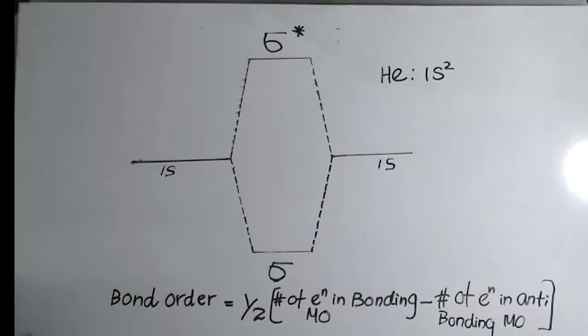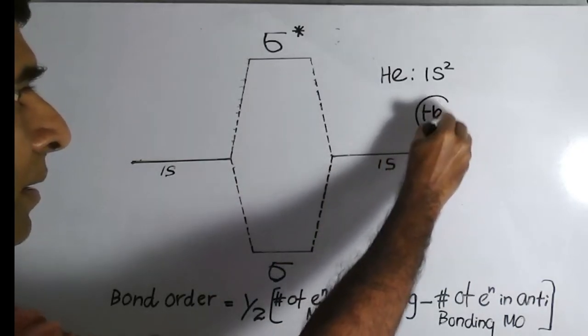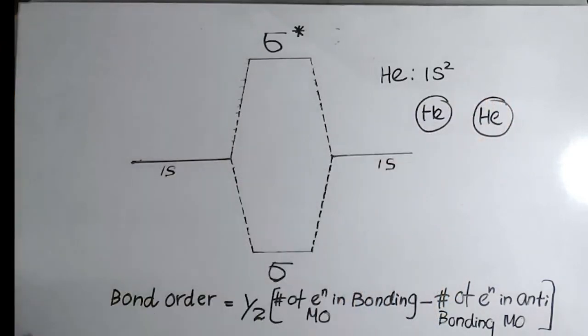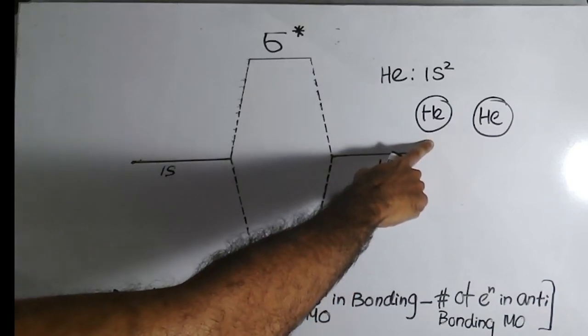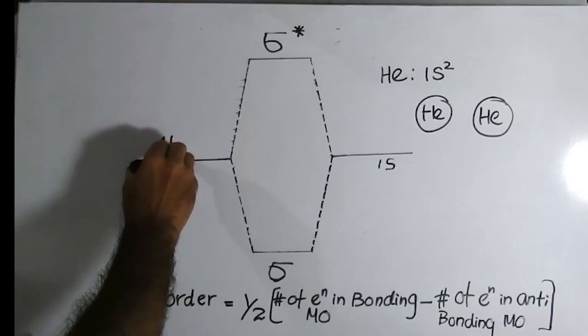Now we look at helium. The helium atom has 2 electrons in the s sub-energy level, which is in the first main energy level. Then we have to consider 2 helium atoms. I am showing it in this way. Each helium atom has 2 electrons in its atomic orbital.